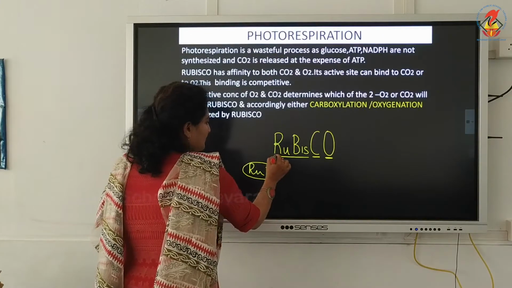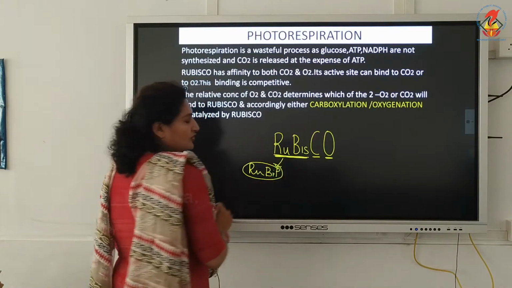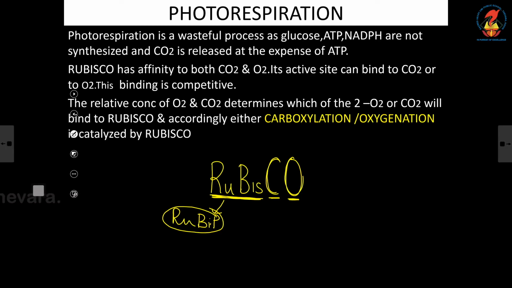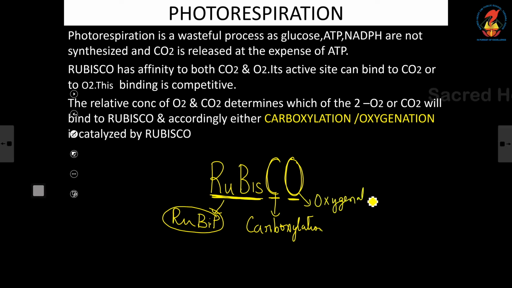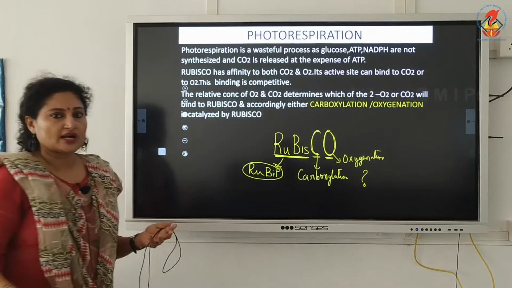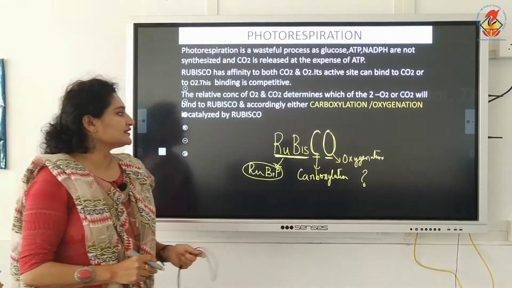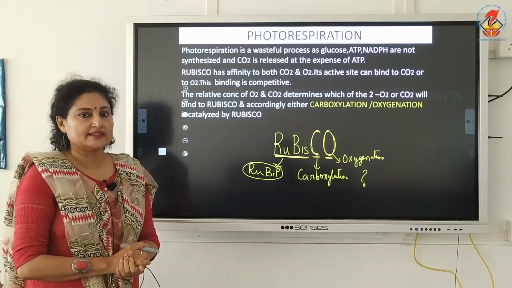So from the first part we understand the substrate on which it acts, and in the second part you can see capital C and capital O. Capital C indicates it catalyzes the reaction called carboxylation, and O indicates it catalyzes the reaction called oxygenation. Now a question arises: how can it catalyze both carboxylation and oxygenation at one time? Yes, that is the uniqueness of this particular enzyme.